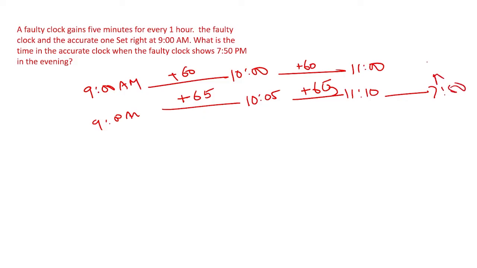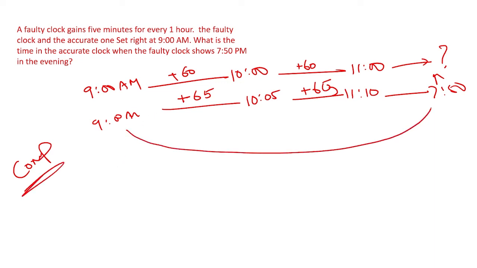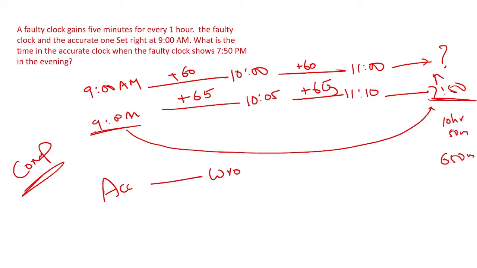You need to find out the original time. So for that you are going to use the comparison method. Comparison method means find out how much difference there is between the present time and the time they set the watch. So we are comparing the accurate clock and the wrong clock. In the wrong clock, from 9 a.m. to 7:50, you have 10 hours 50 minutes, which is equal to 650 minutes. That means the wrong clock moved by 650 minutes. That's what you need to remember here.